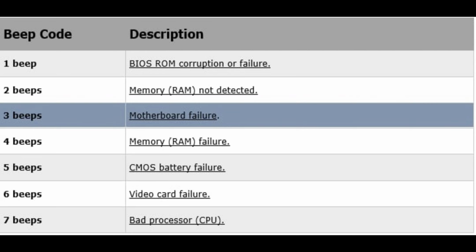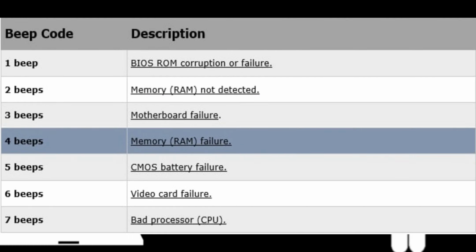Then sixth, check for physical damage. Inspect the motherboard for any signs of physical damage such as burnt components, broken capacitors, or damaged circuits. If there's damage, you need to replace it. Then seventh, the last step is to reinstall or replace the motherboard. If none of those steps resolve the issue or problem, you need to replace it with a new one.